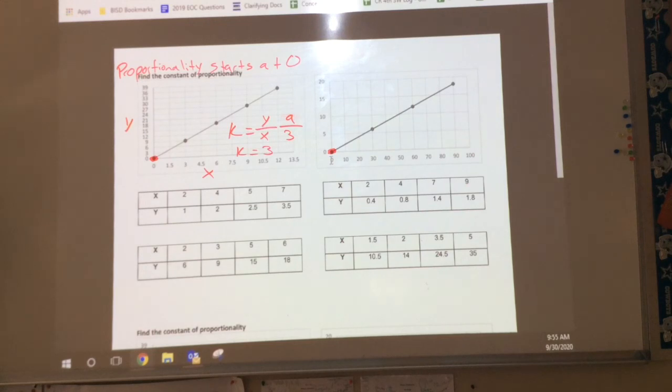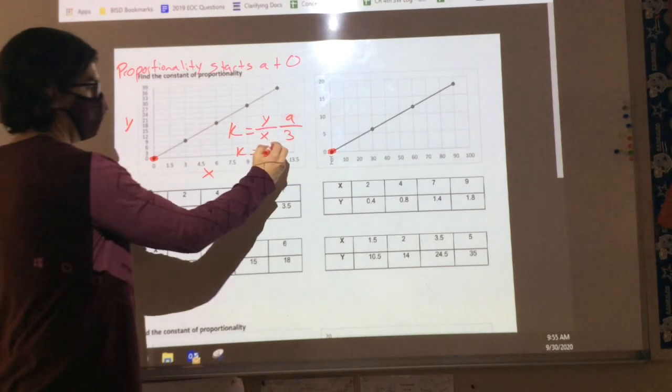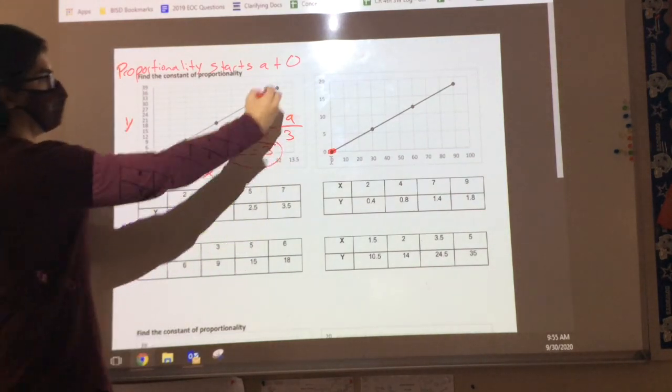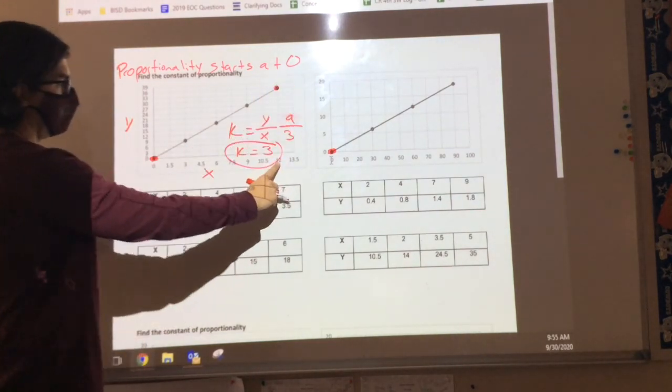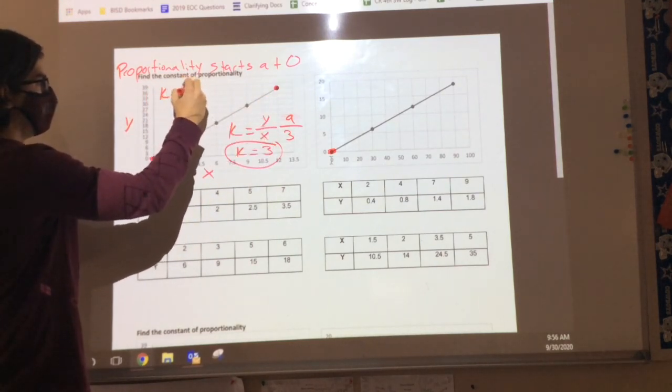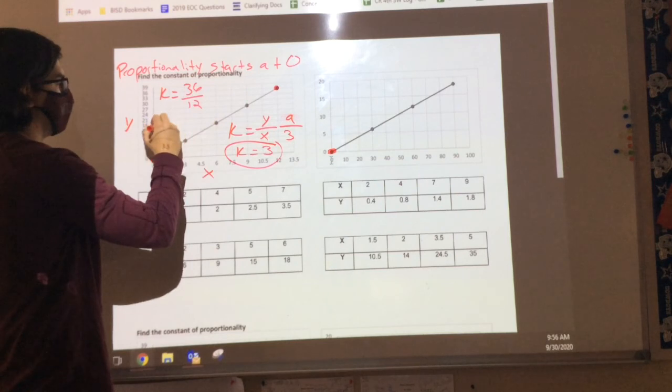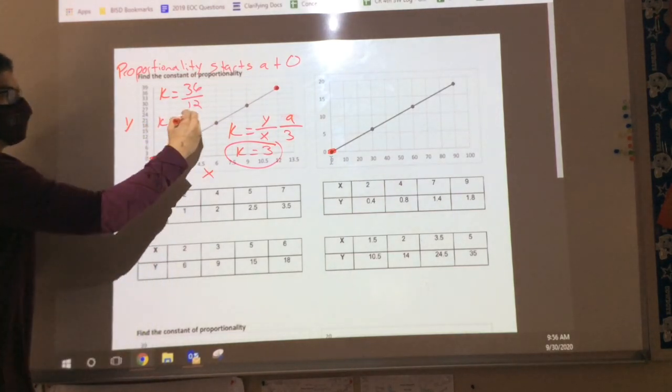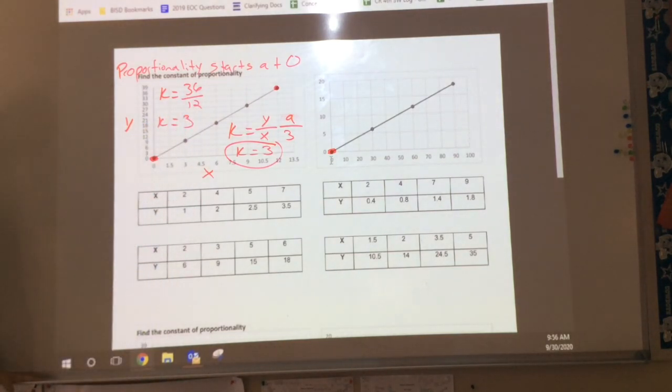So divide the first number by the x? Any point. So like, we got k equals 3, so let's choose this point up here, right? This is 12 for my x and 36. So k equals 36 divided by 12. Well, what is 36 divided by 12? 3.